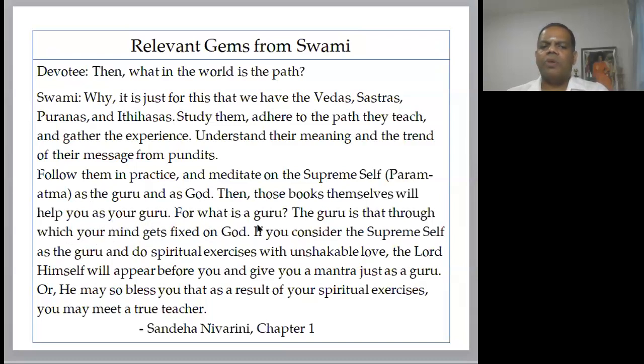For what is a Guru? The Guru is that through which your mind gets fixed on God. If you consider Supreme Self as the Guru and do spiritual exercises with unshakable love, the Lord Himself will appear before you and give you a mantra just as a Guru. Or He may so bless you that as a result of your spiritual exercises, you may meet a true teacher.